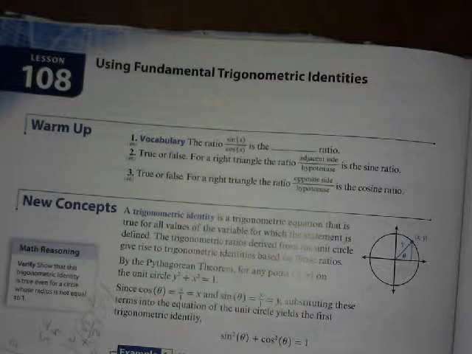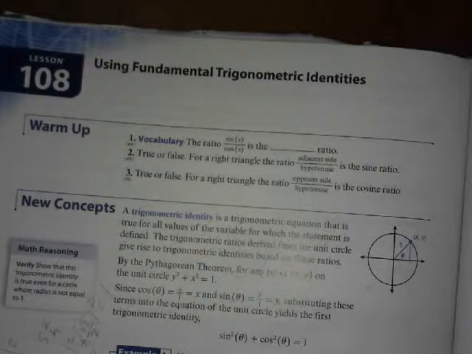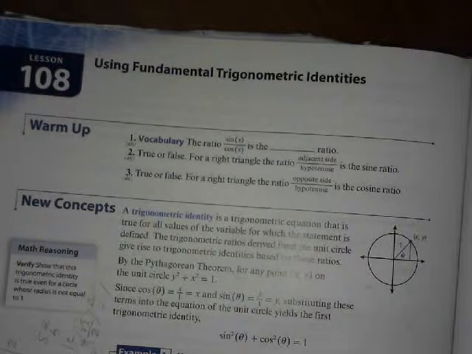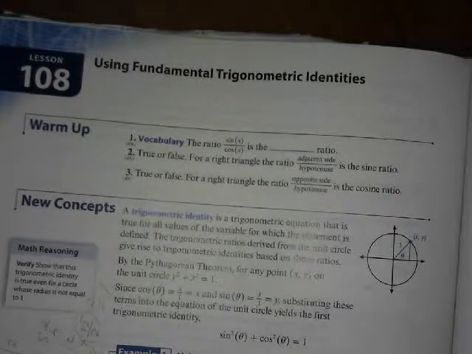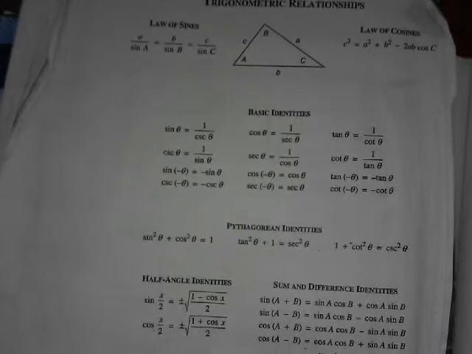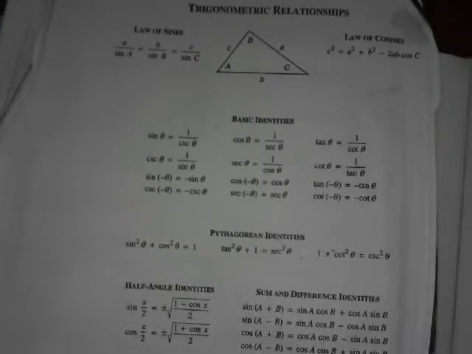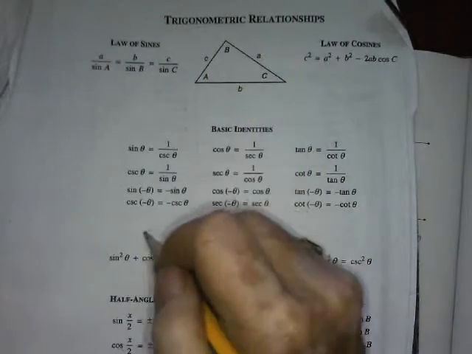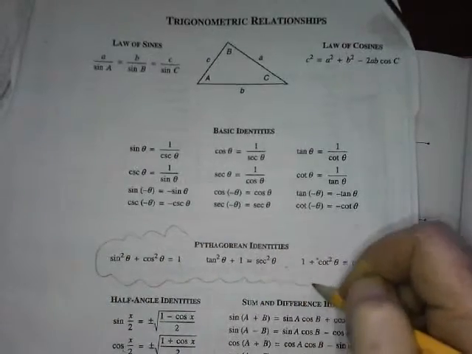This is your mini lecture for lesson 108. We skipped 107. It's not part of your assignment sheet. So here's 108. We're going to learn 3 trigonometric identities. I think I probably gave you guys one of these sheets at the beginning of the year. I don't know how many of you still have them, but it is a nice little formula sheet. These ones right here are the ones you're going to learn today.